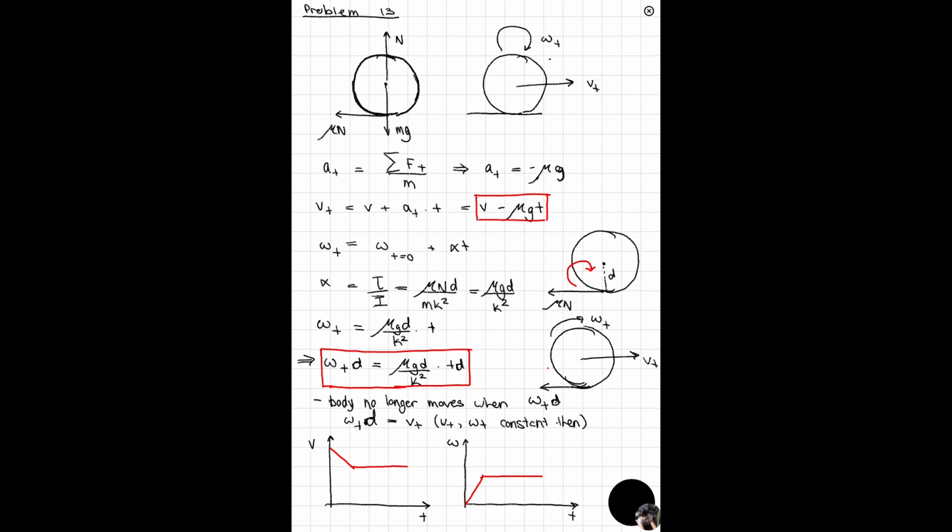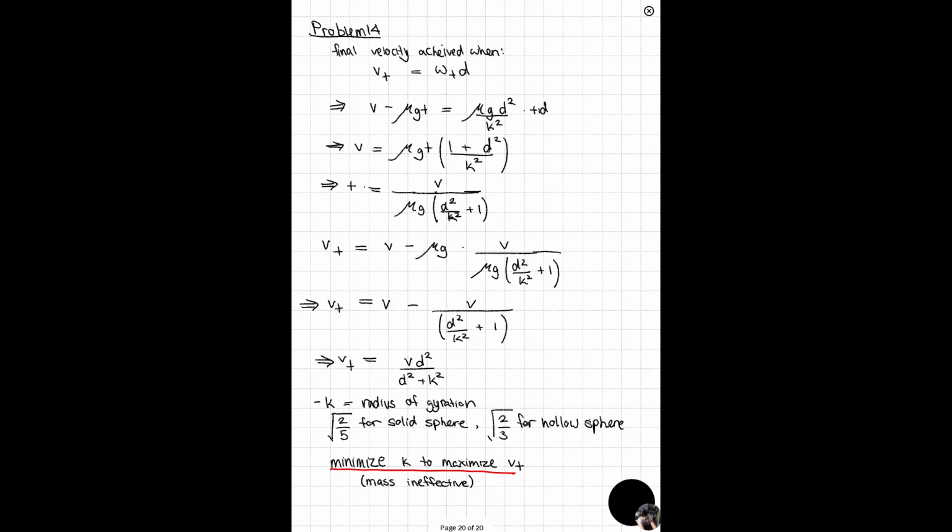Now, why are they decreasing or increasing in the first place? Well, we just see in this equation that vt equals v minus mu g times t. Mu g is nothing but a constant, and it describes a line shown as seen here. Meanwhile, omega t equals a line shown here, with positive slope. And then, as I said, it becomes constant when the friction is no longer causing either of them to increase or decrease, which gives us the following two graphs. If you check the answer, this should be the correct answer. Let's look at problem 14 next.